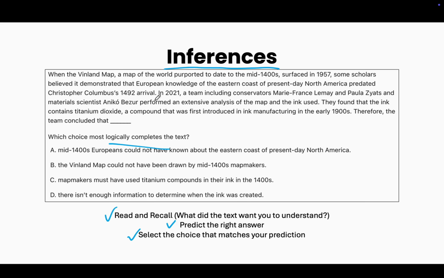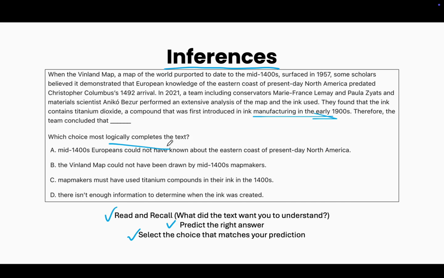In 2021, a team including conservators Mary-France Lemay and Paula Ziatz and material scientist Enrico Bizur performed an extensive analysis of the map and the ink used. So a team did some analysis on the map and the ink used. They found that the ink contains titanium dioxide, a compound that was first introduced in ink manufacturing in the early 1900s. So they found that it contained ink that was created in the 1900s. Therefore, the team concluded that blank. Okay, so based on the text, I would predict that the map might not have been from the 1400s. It was probably from the 1900s because the ink was not produced yet.